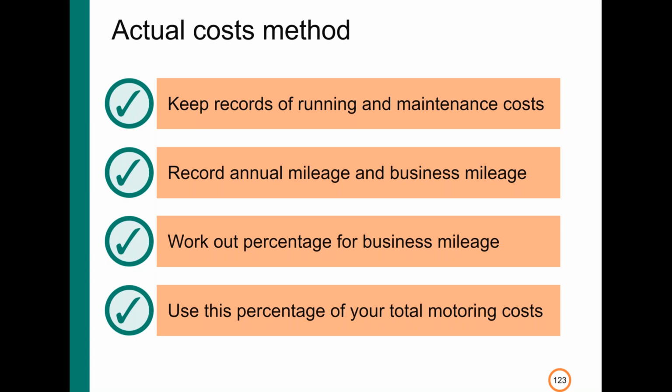When you use the actual costs method, you need to keep records of all your running and maintenance costs. You also need to record your annual mileage and business mileage. Work out what percentage your business mileage is of your annual mileage. Use this percentage of your total motoring costs as your allowable expenses. You may also be able to claim a capital allowance for the purchase of the vehicle.